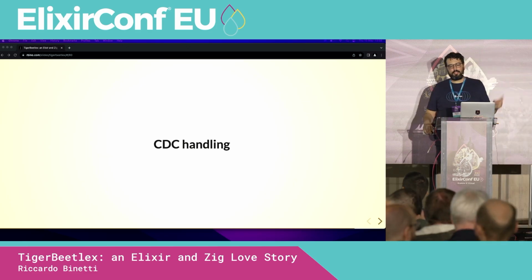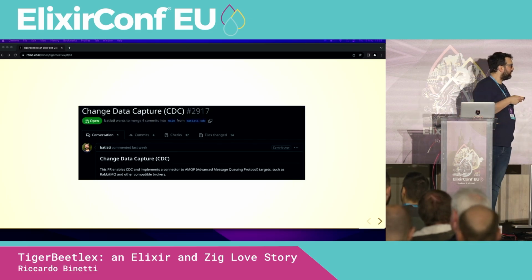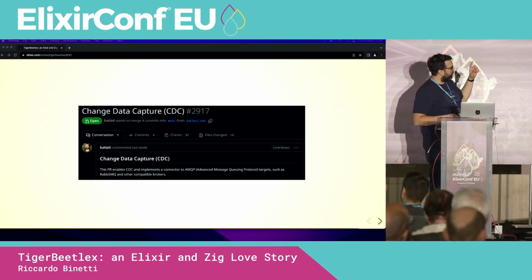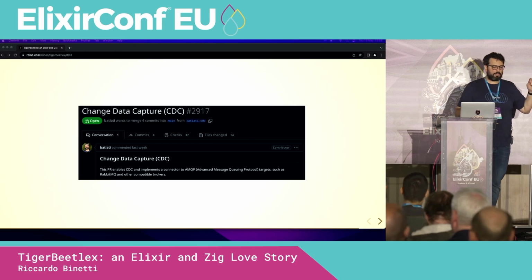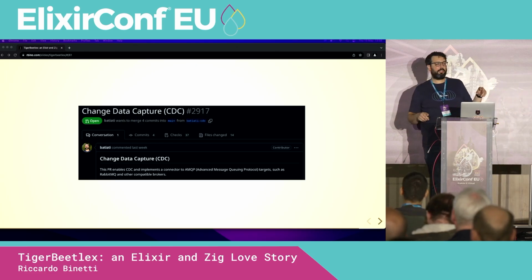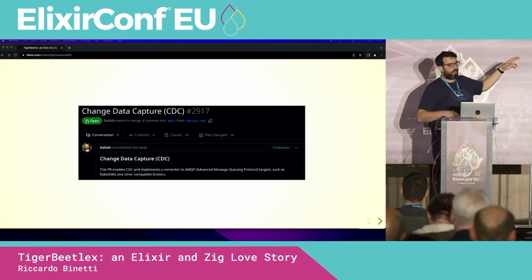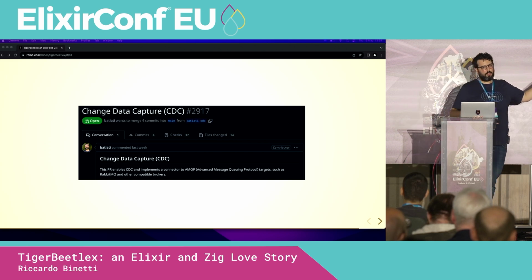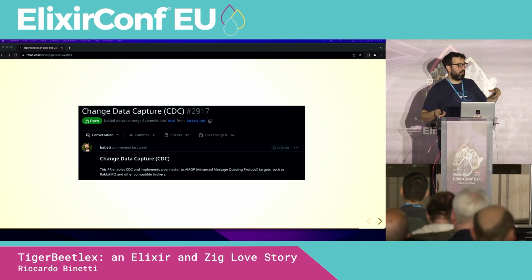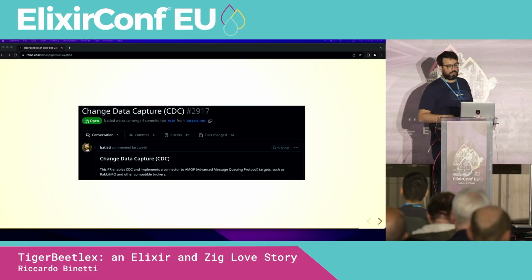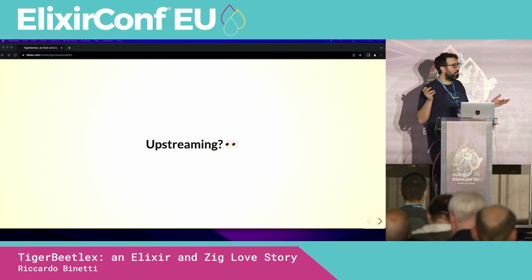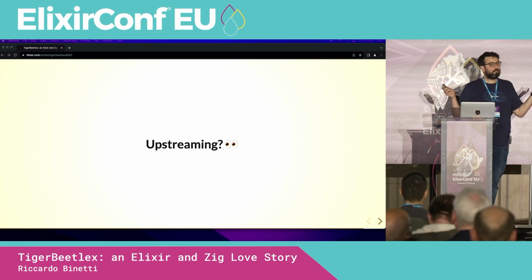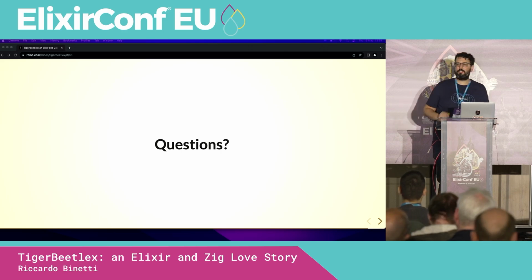And then CDC handling, which is a currently open merge request. TigerBeetle started implementing change data capture, so you get a stream of events when anything changes in TigerBeetle, and it uses RabbitMQ for event storage, and we have Broadway, so why not add that to consume CDC data inside the TigerBeetlex client. Maybe upstreaming as an official client. I don't know, it might be an idea. And that's it. Questions?